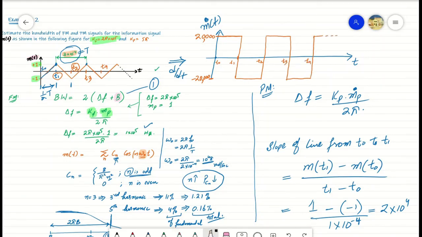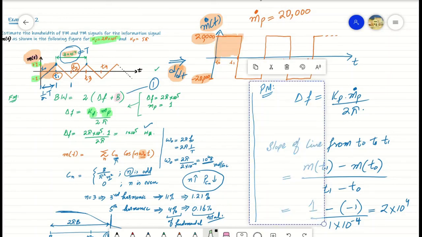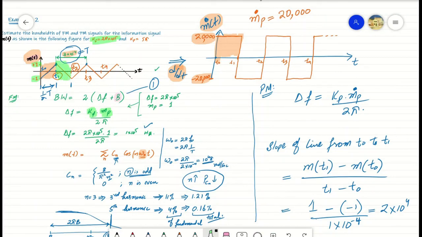So this signal, this square wave, represents the derivative signal of this triangular information signal. From this, we can see that the peak amplitude of the derivative of information signal is equal to 20,000 for this example case, which can be represented as mp dot, the peak amplitude of the derivative of information signal, equal to 20,000. As this linearly increasing straight line has a positive slope and its slope is computed as +20,000, while this decreasing line has a negative slope which we computed as equal to -20,000.